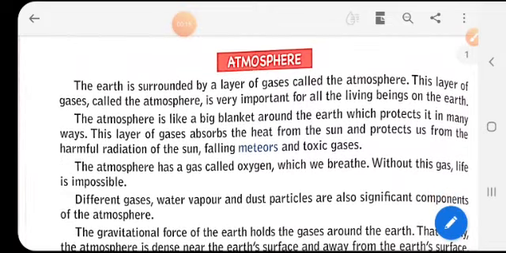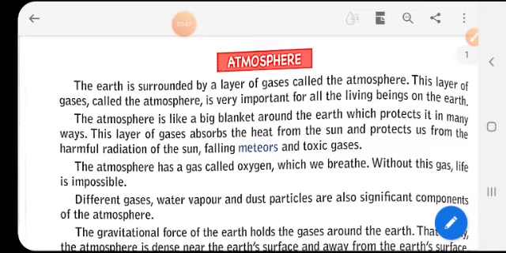So, the surface of the Earth is further surrounded by a layer of gases. A lot of gases are all around us, and some are very important for life on Earth. This layer of gases surrounding the earth's surface is called the atmosphere. It is very important for all living beings, and it helps a lot for the existence of life on this earth.